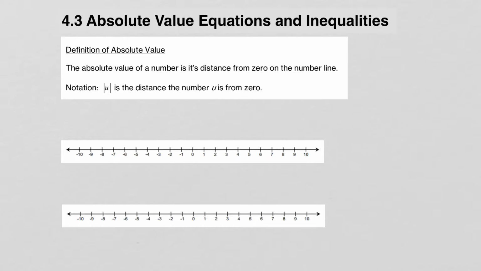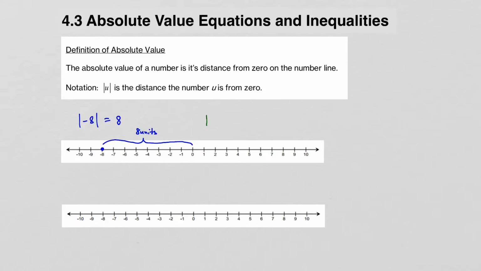So for example, if we have the absolute value of -8, we can locate -8 on the number line, and we can see that -8 is 8 units from zero. Therefore, the absolute value of -8 is 8.